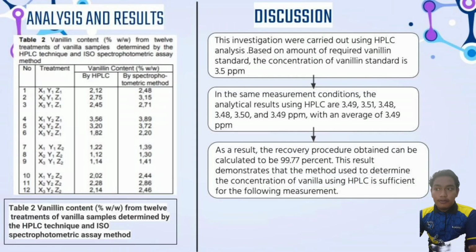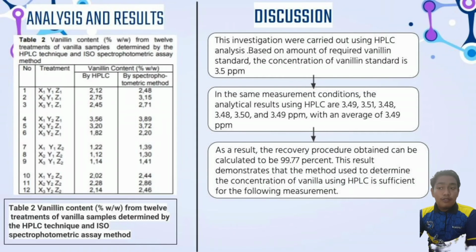compared to the HPLC technique. The possible explanation is that in the spectrophotometric assay method, vanillin is not pure, but mixed with other substances that absorb at the same wavelength area. This will cause high absorption. Although HPLC uses a UV detector, the sample goes through the C18 column and is separated before it comes to the detector, and this also indicates a relatively smaller analytical result.